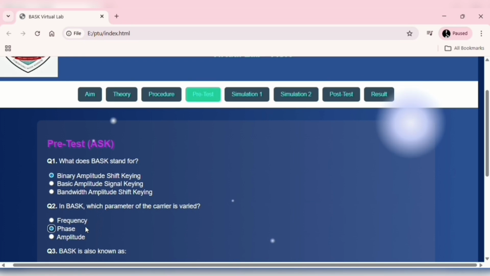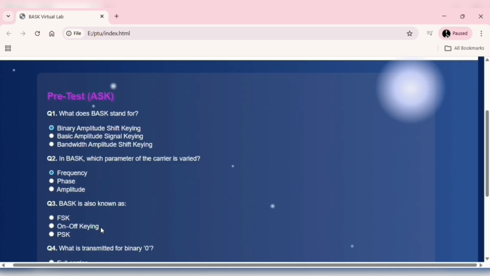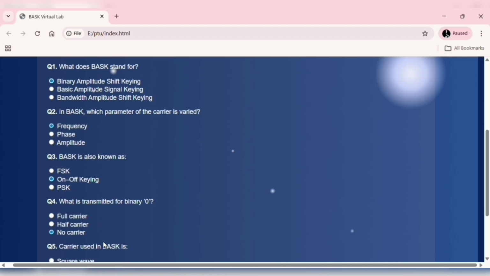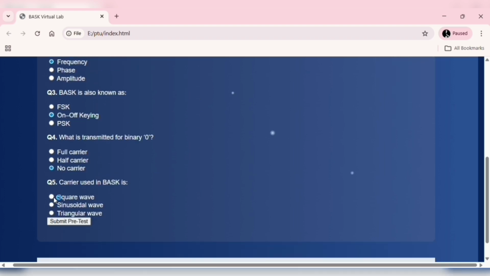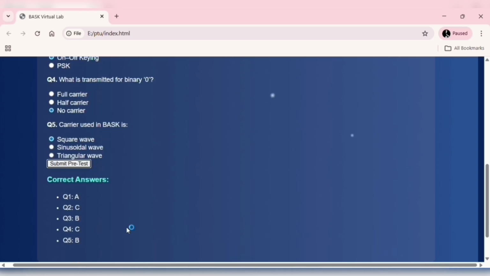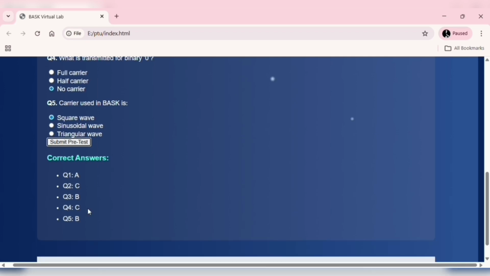The pretest is provided to assess the basic understanding of the experiment before performing the simulation. The pretest consists of multiple choice questions related to amplitude shift keying and digital communication concepts. These questions help students evaluate their prior knowledge about ASK modulation, carrier signals, and binary data transmission. By completing the pretest, students can better understand the concepts required to perform the ASK modulation experiment in the virtual lab.